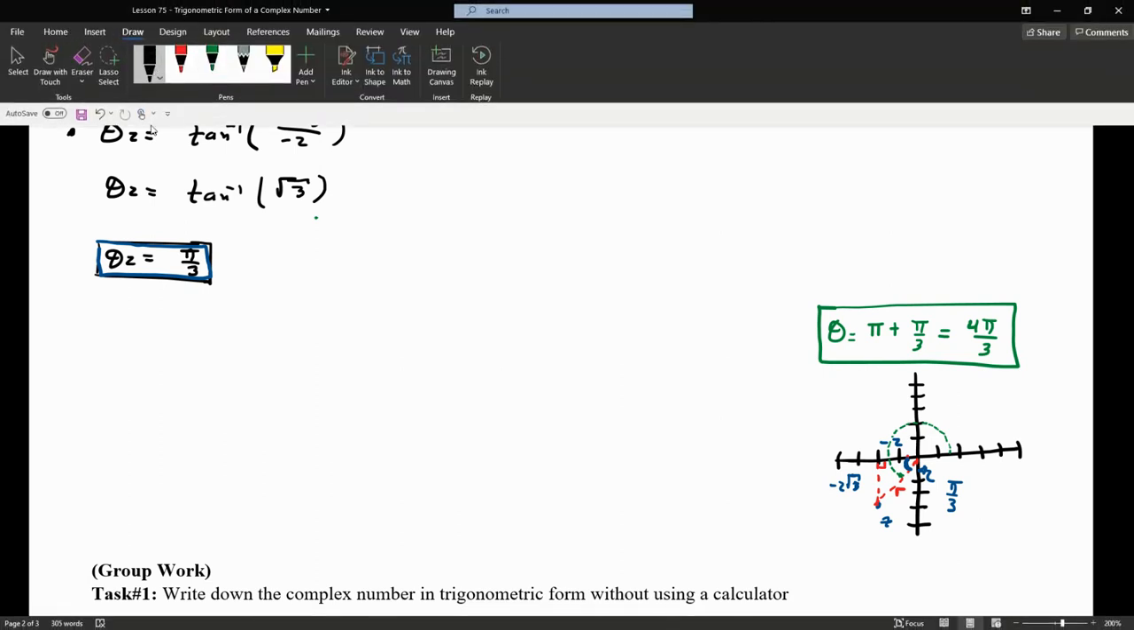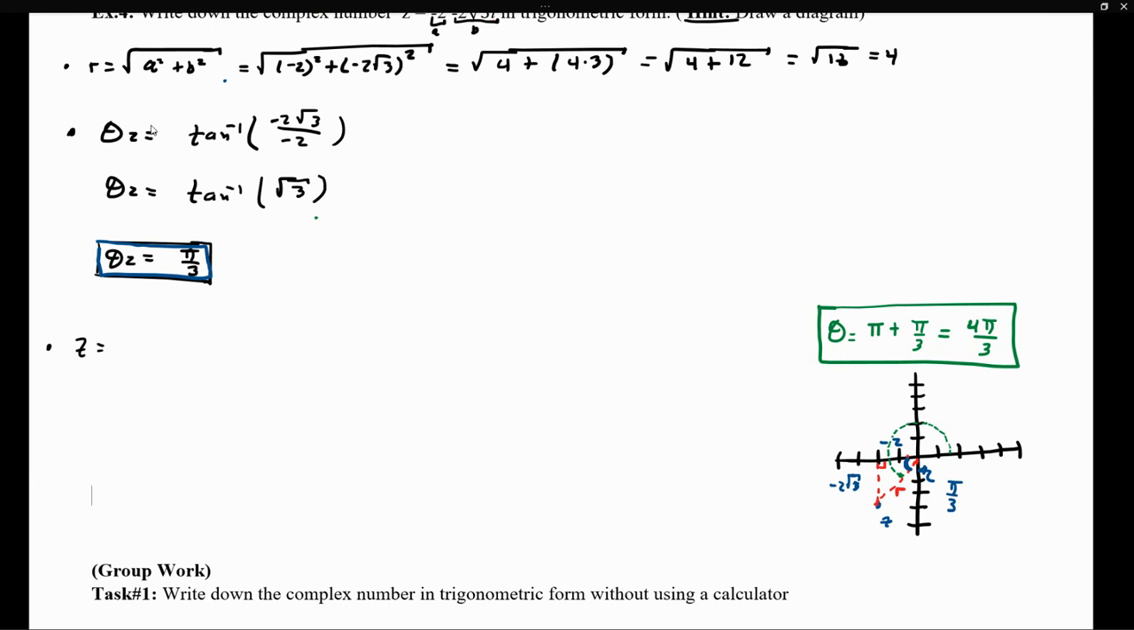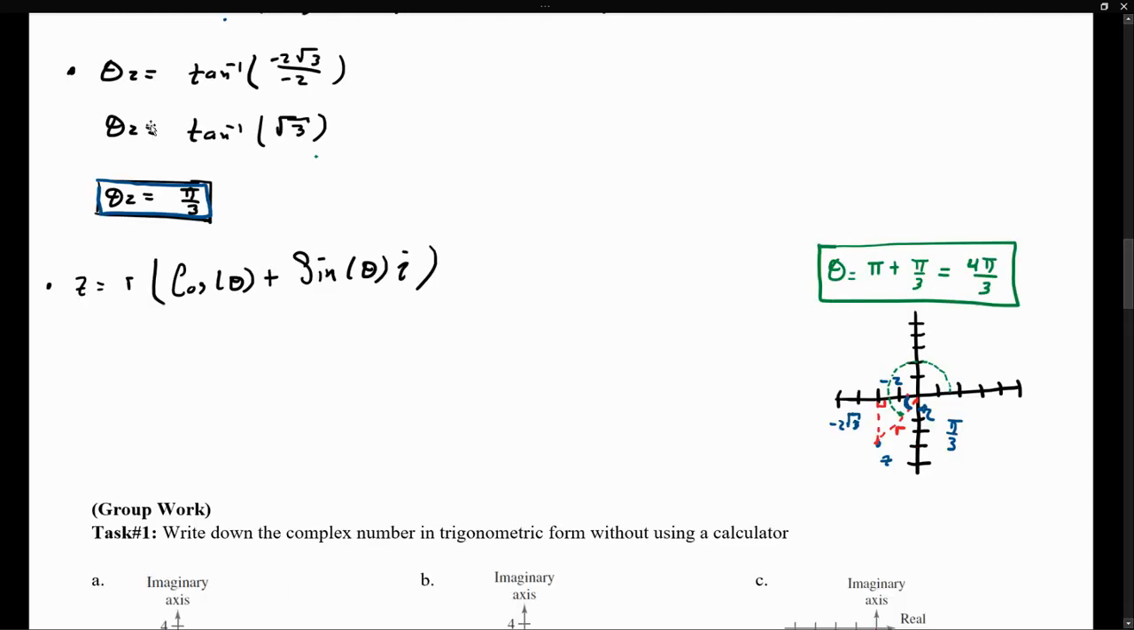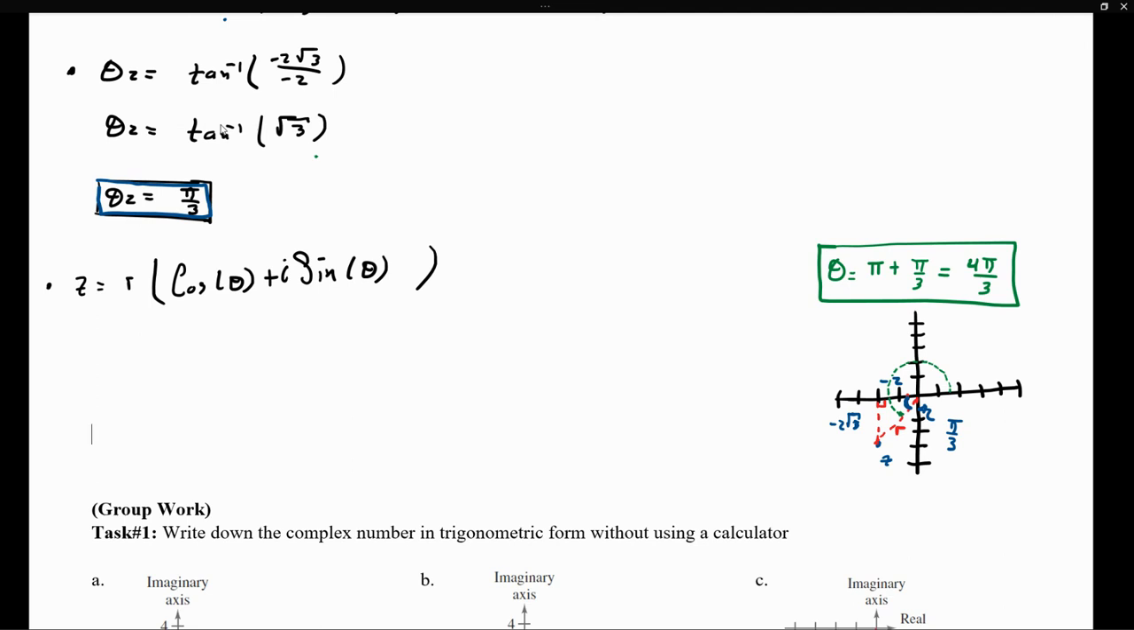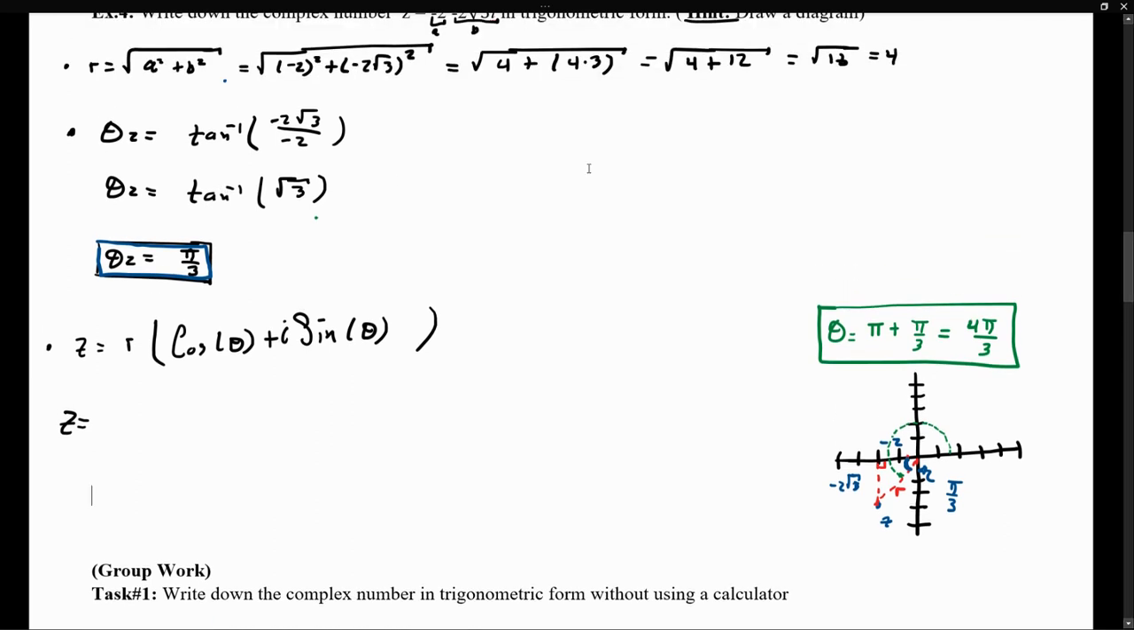So now we have everything that we need, because now I know that any complex number is being defined as r times the cosine of the argument plus I times the sine of the argument. I'm just going to keep the same format. I always put the I in the front. So now let's just put it all together. The complex representation using trigonometric form is just going to be r, which again, we found to be 4. So this is equivalent to 4 times the cosine.